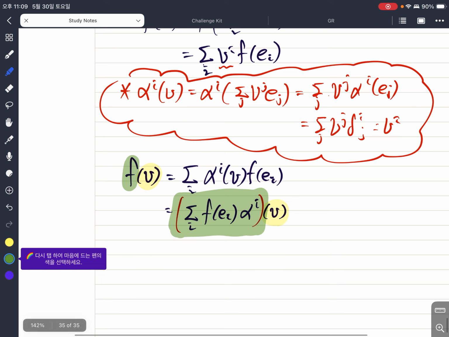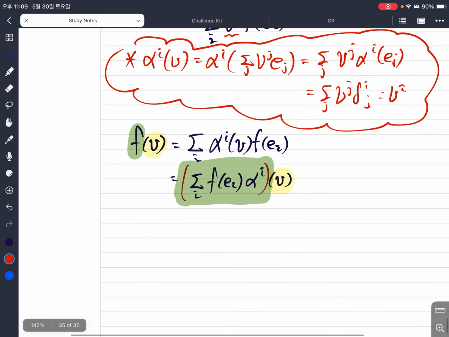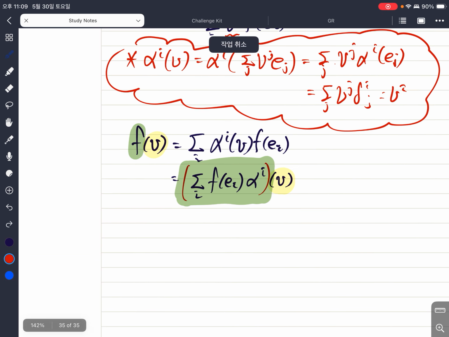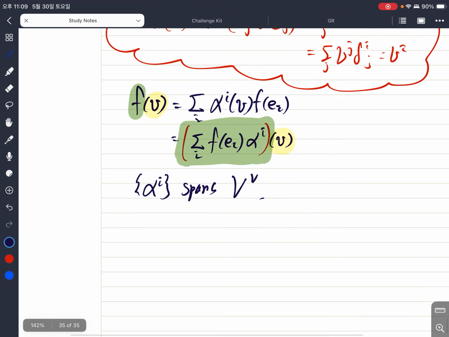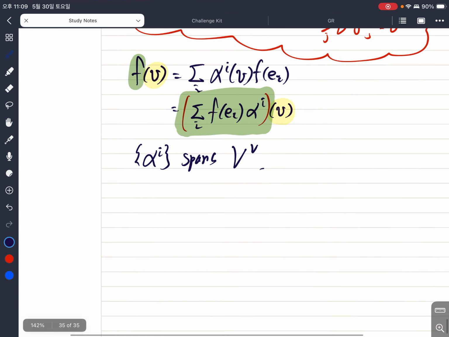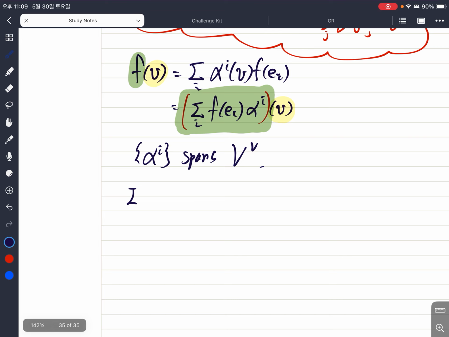So what we show is that we have a linear combination. So it means that really alpha^i spans V*. So this is what we show now. And the other is linear independence. It is also simple. So let us check linear independence.